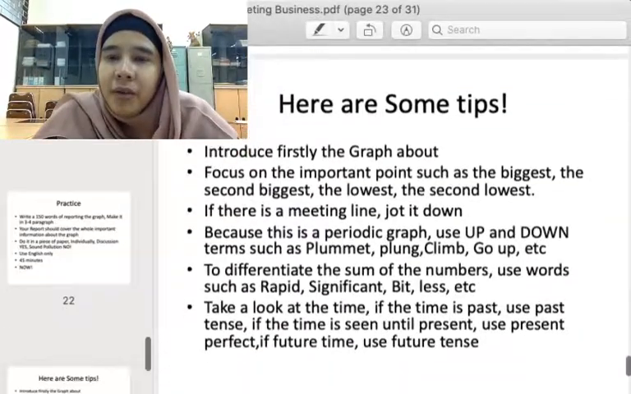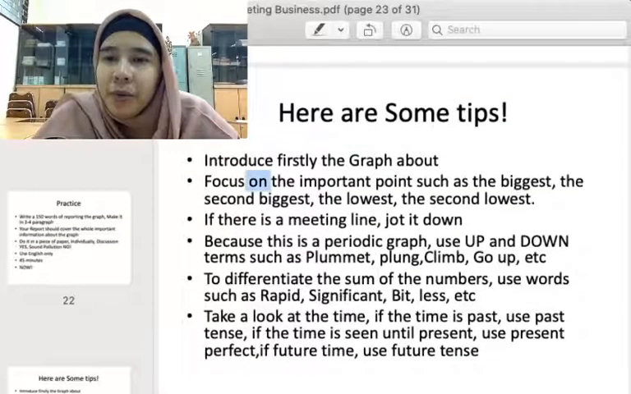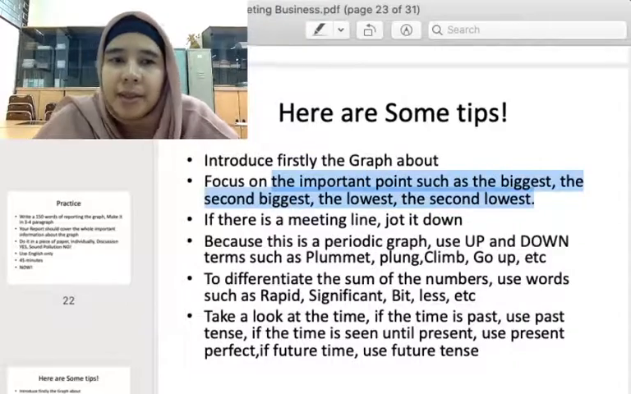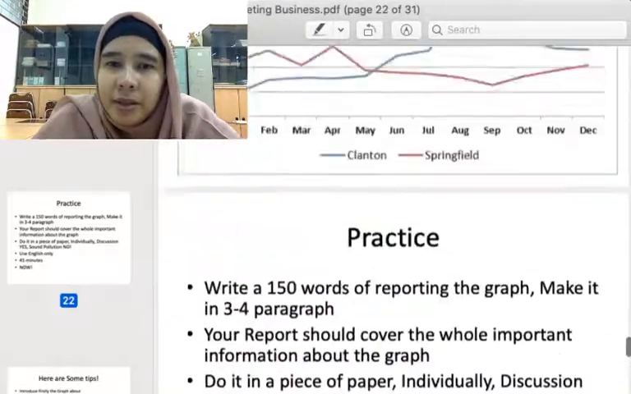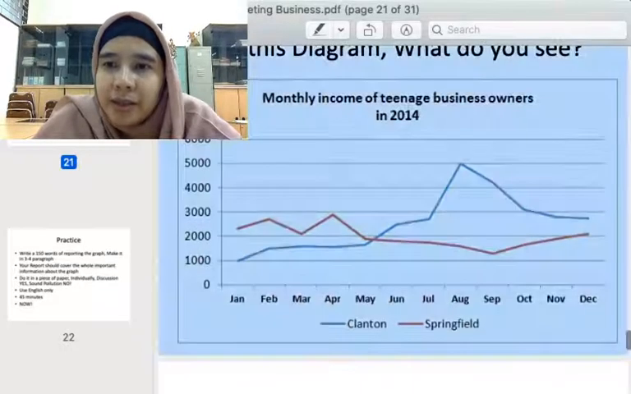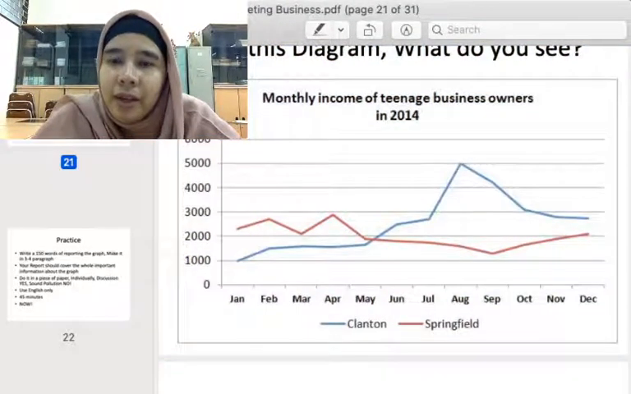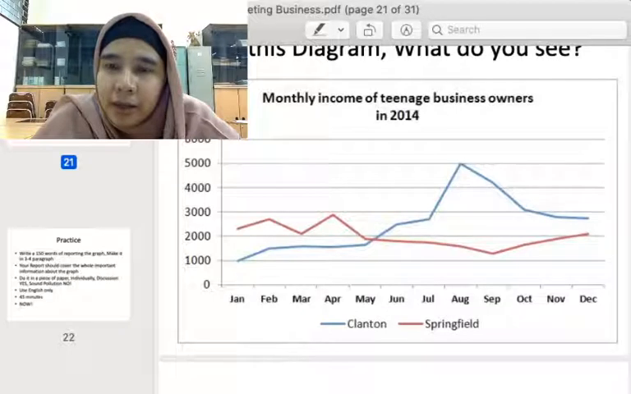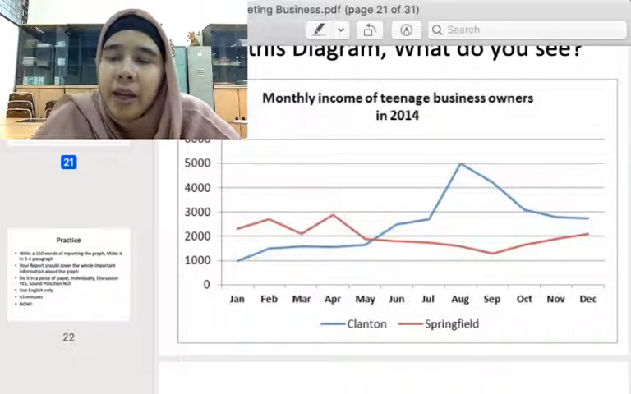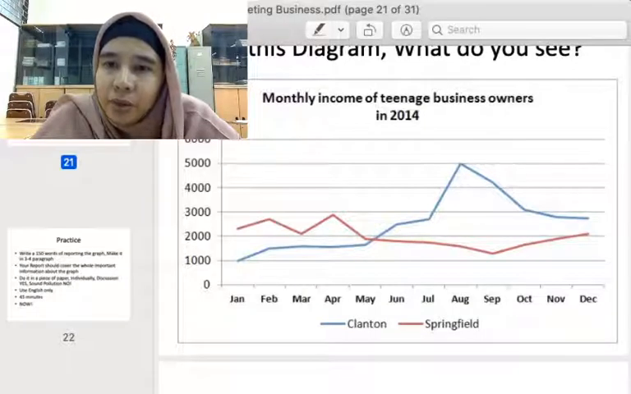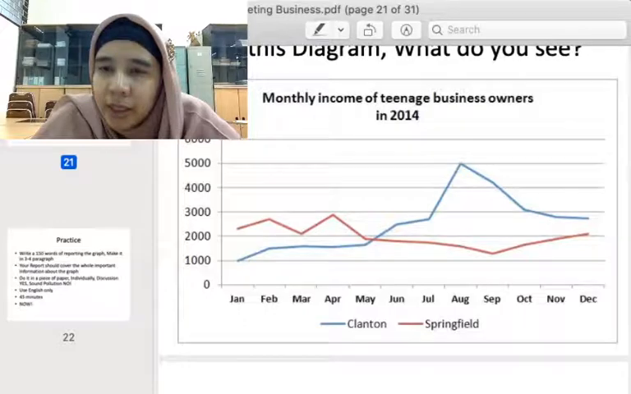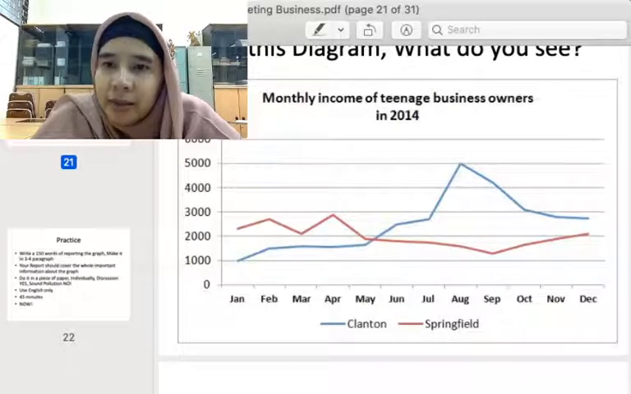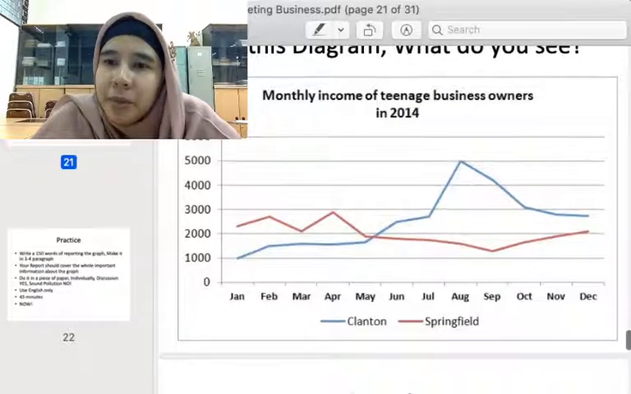Next. Focus on the important points such as the biggest, the second biggest, the lowest, and the second lowest. Makanya tadi I start with this is the highest, okay, and then the lowest, starting point lowestnya dari Clanton, Springfield higher, kemudian but Clanton goes up ya kan, it was going up to the 5,000, padahal si Clanton ini start from the lowest one, seperti itu.